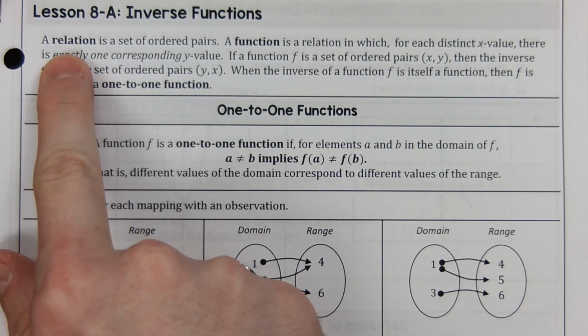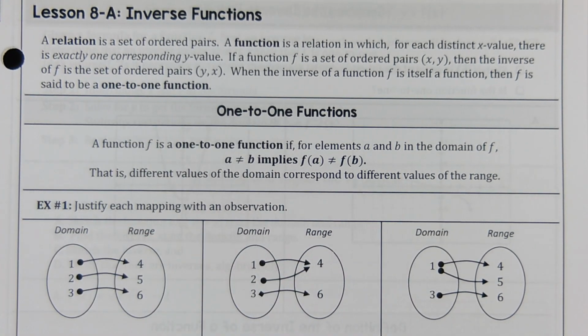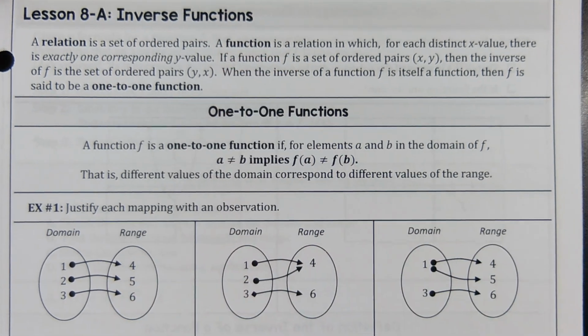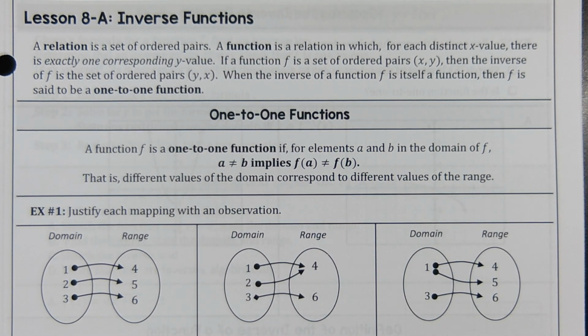Start with some basic vocabulary. A relation is a set of ordered pairs. So some x's and some y's, okay? A function is a very special relation where for every x, there's exactly one y. That's what it means to be a function, f of x, g of x. That means every x that you put in, a unique y comes out. For every x, there's exactly one y.